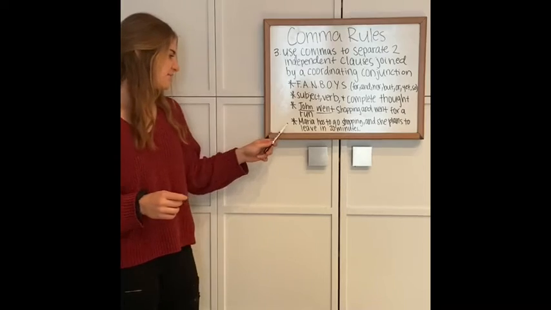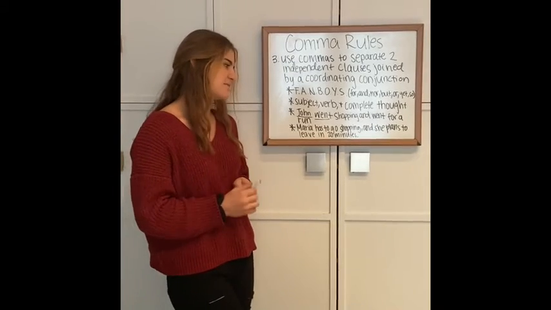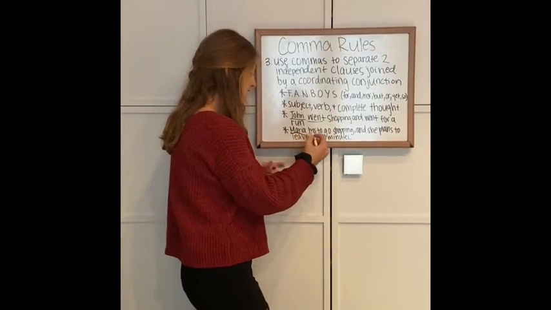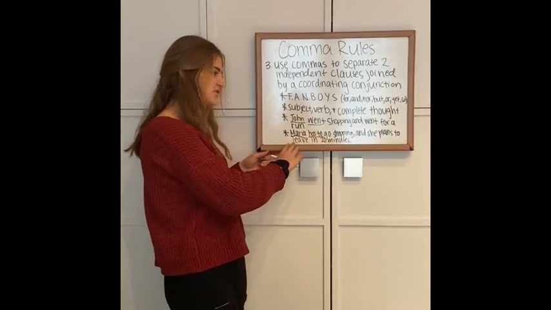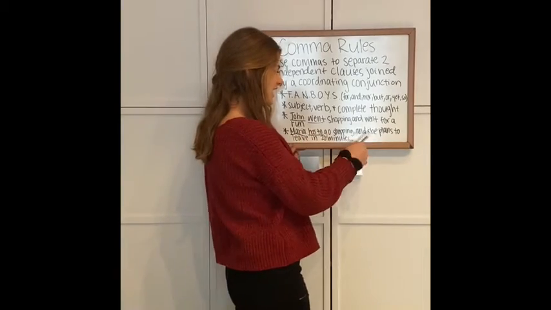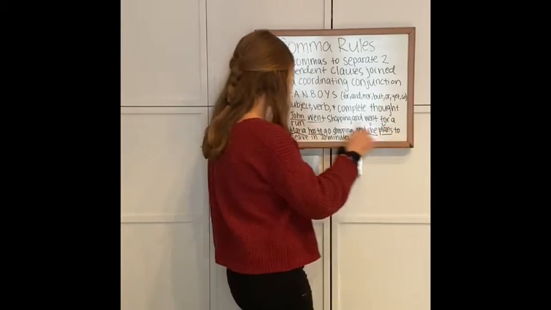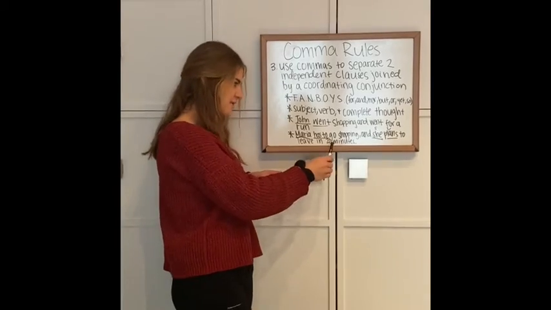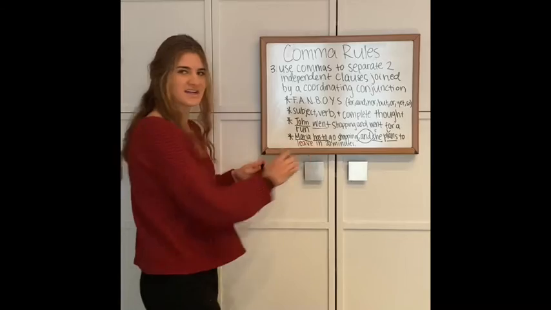On this fourth example, you have Maria has to go shopping and she plans to leave in 20 minutes. So because you have Maria as the subject, and then has to go as the verb, and then shopping, that's your first sentence, your first independent clause, and then you have and, she is the subject, plans is the verb, to leave in 20 minutes. So that's going to be your second independent clause, and it's joined by your FANBOYS word and.